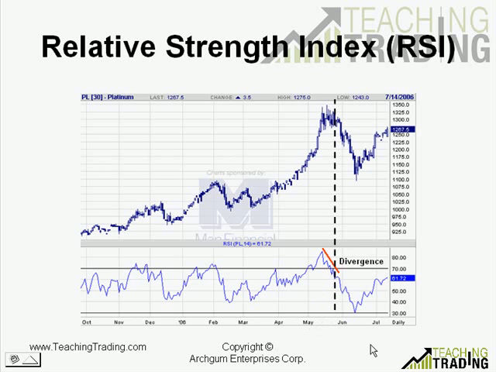In addition, we have negative divergence forming on the RSI. We have the RSI values going down, while the prices in the securities are moving sideways. So this is giving us an early alert that prices will fall. This is why the RSI is the leading indicator, because it tells us in advance that prices will decrease, which they do, as seen here on the graph.